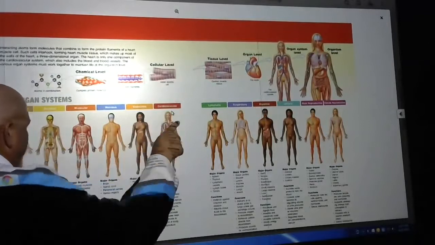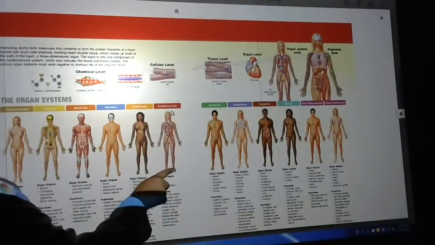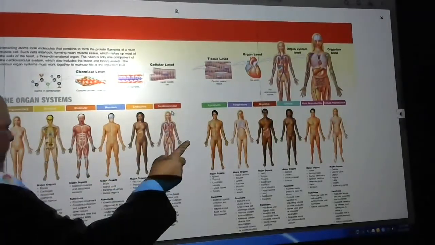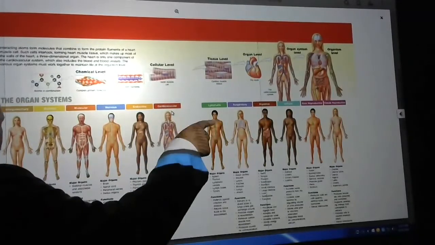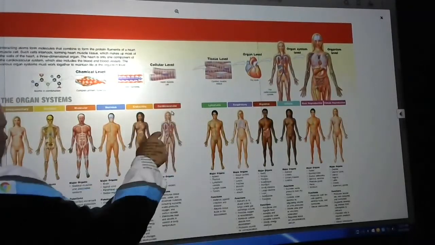The endocrine system is long-term control or changes. This is like growth hormone in children. How long does it take for people to grow? It takes years, right? Some of us are still not grown up. That's a whole different story.